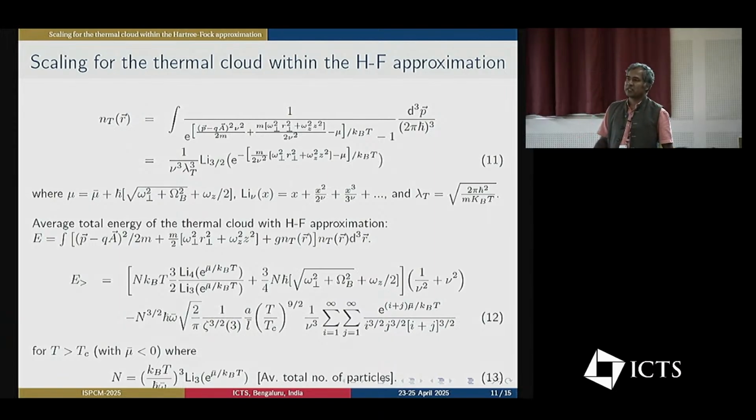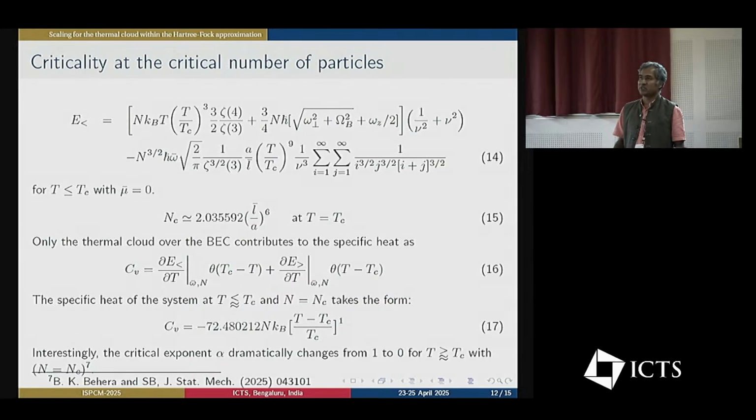From here we get the energy of the system for T greater than Tc, and we also get the energy of the system below Tc. Below Tc means the chemical potential is 0. So then again here we see a similar structure of nu over here. So the system can collapse at a critical number of particles. This is the critical number of particles at T equal to Tc.